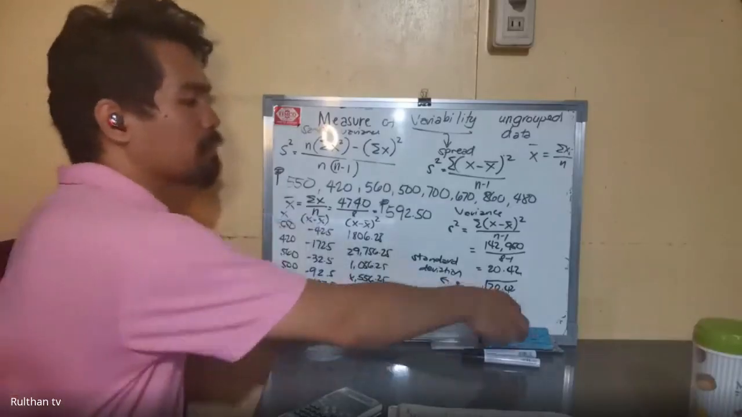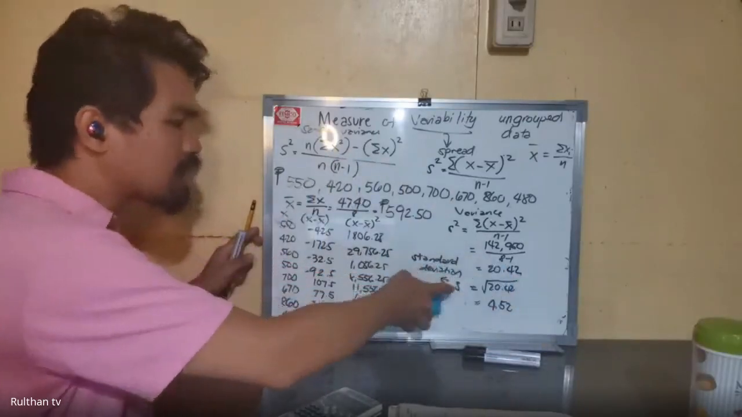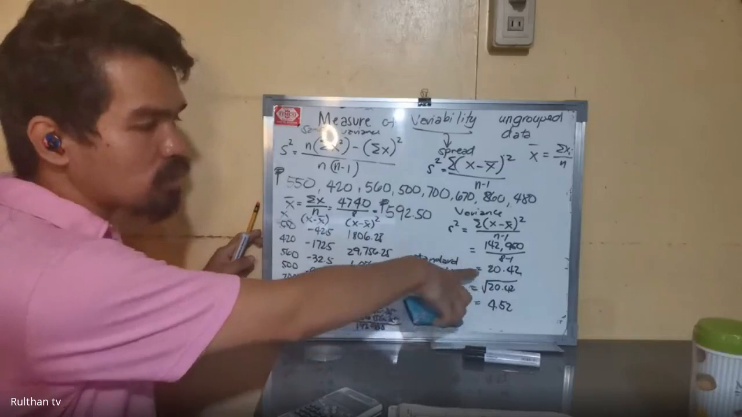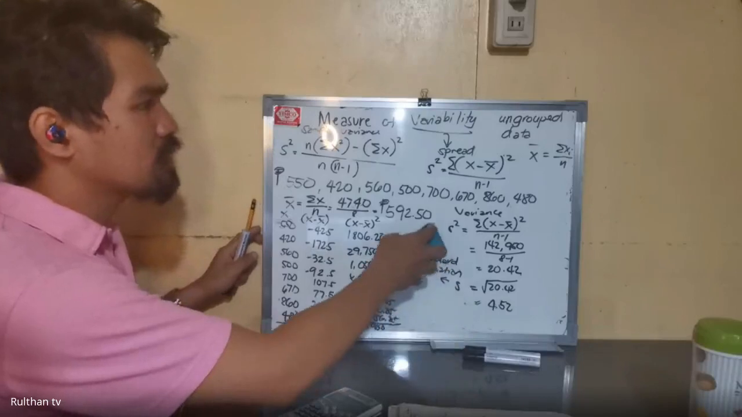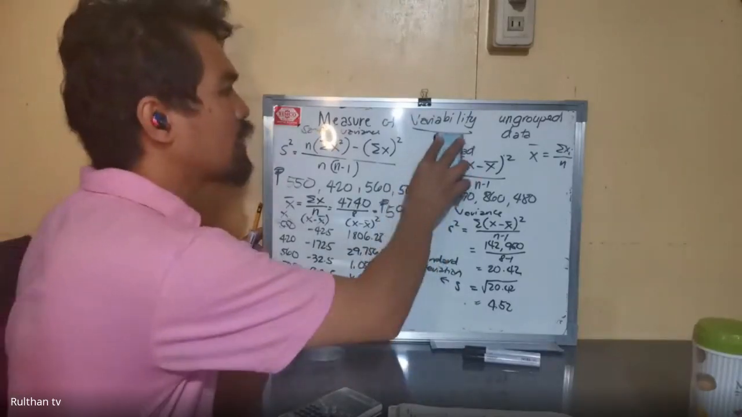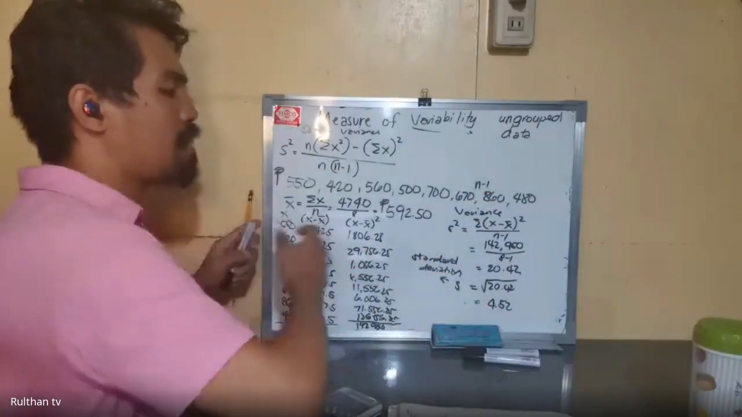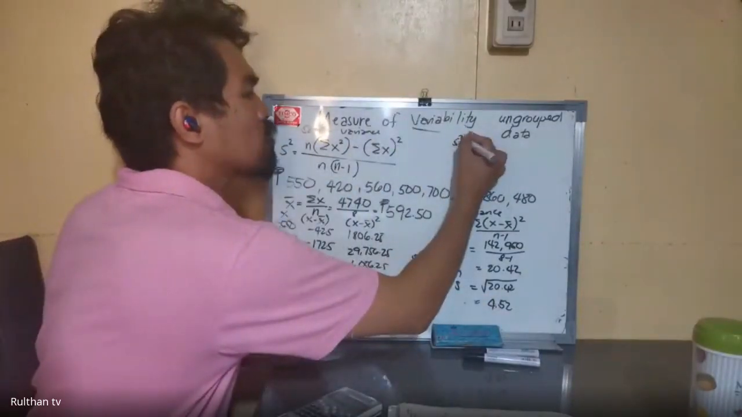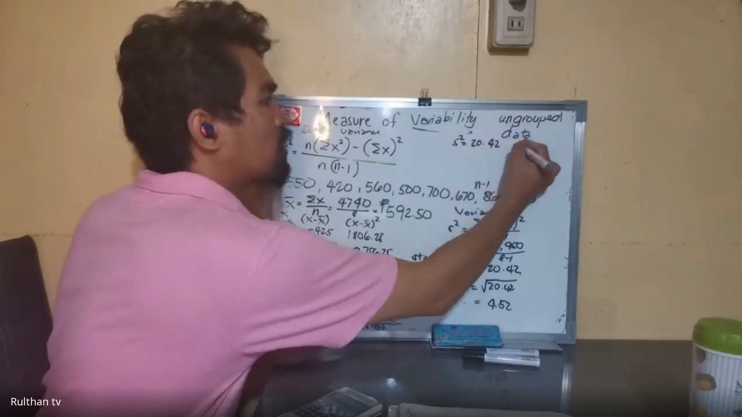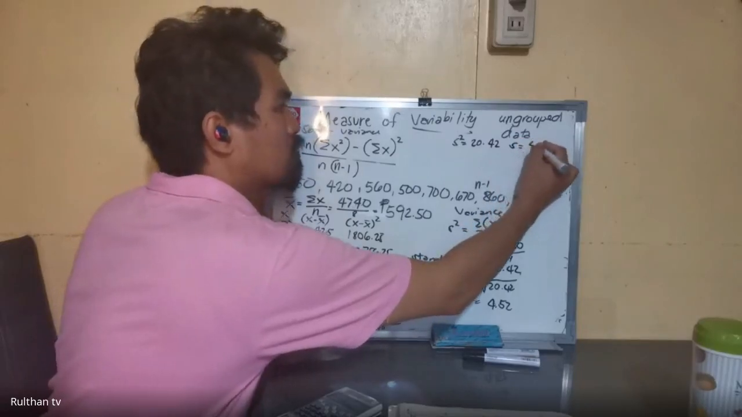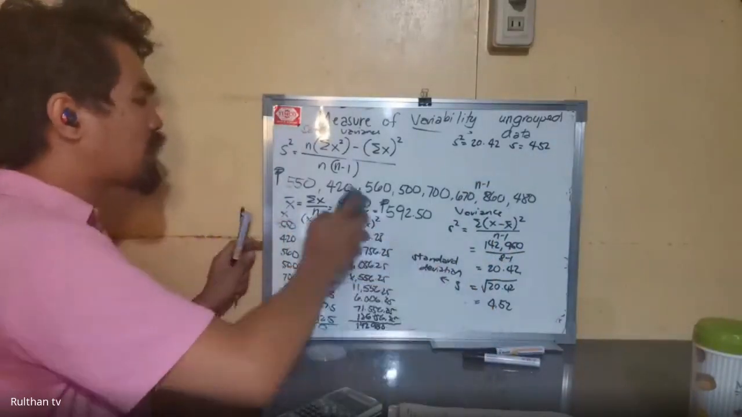So with this one, let's try to solve this problem using the first formula, and let's see if we will also arrive with 20.42. Take note of our answer. That's 20.42, the variance, and 4.52 is our S. So S squared is 20.42 and our S is 4.52. Let's see if we will also arrive with the same answer.